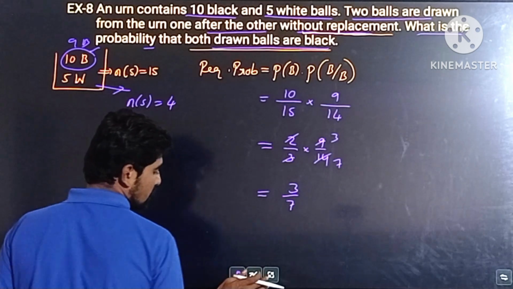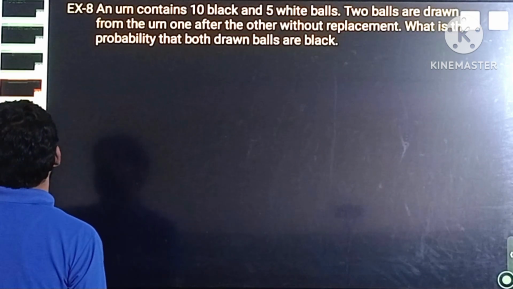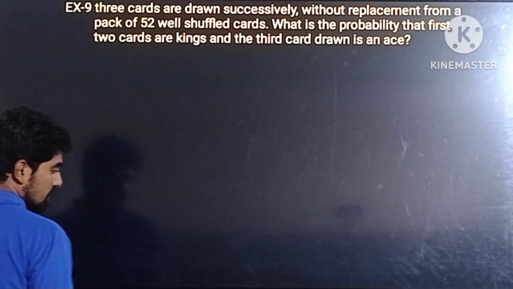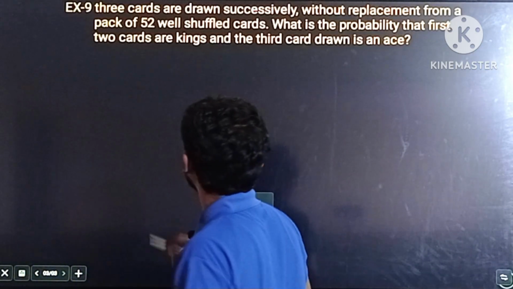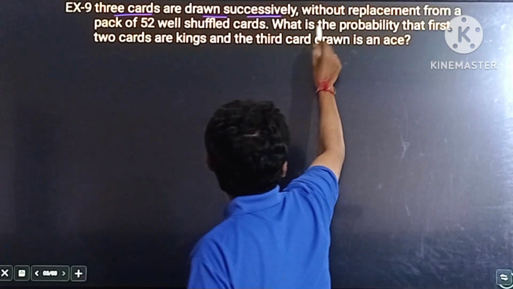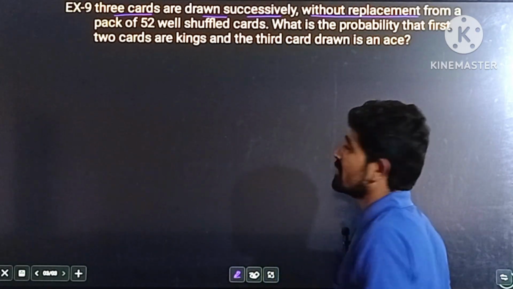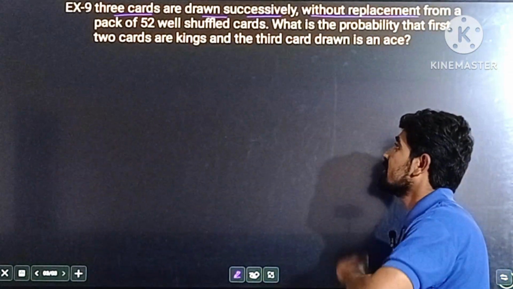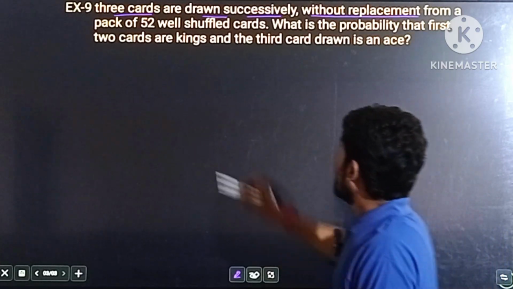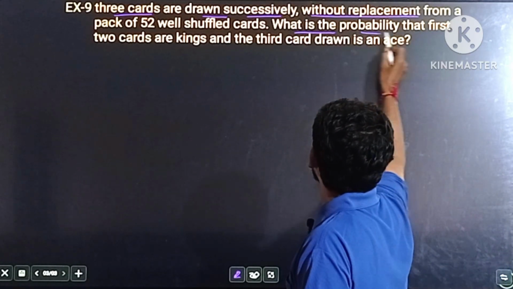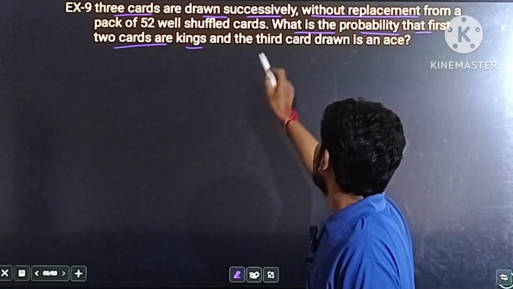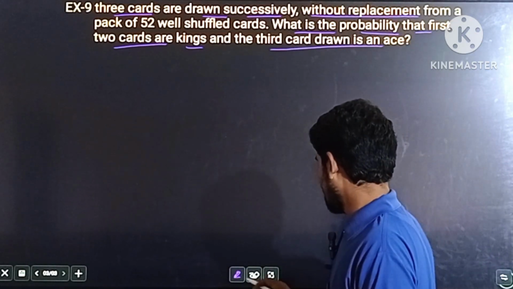Now let's start the next question. This question is related to cards. Here 3 cards are drawn successively without replacement. So here also he is taking cards from the pack in without replacement manner. And what is the probability that the first 2 cards are kings and the third card is an ace?